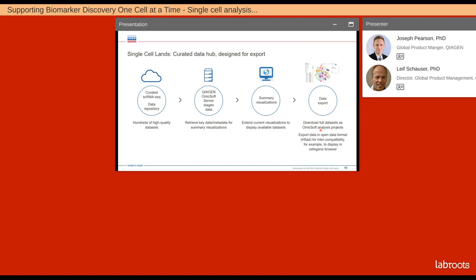Or you can export selected genes of interest and the metadata columns for export within H5AD format, the open standard for intercompatibility, for example, to display it in a cell by gene browser or for analysis and parsing in other popular open source packages.